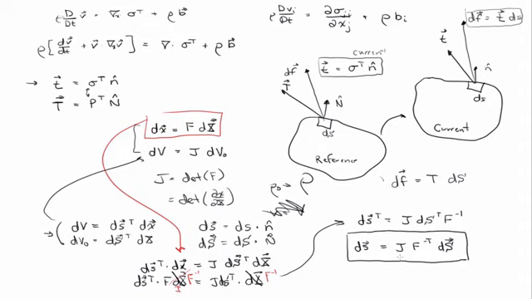So this is how those areas transform. Remember again, ds is just the area times the normal vector.